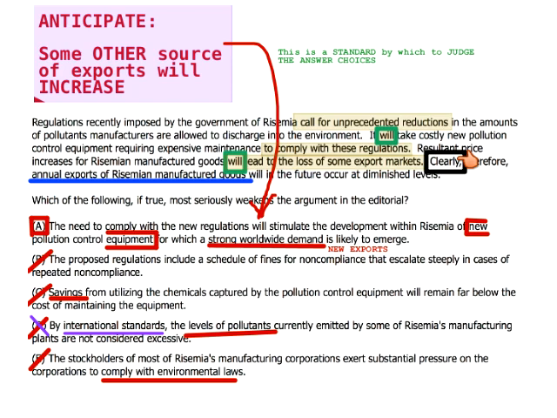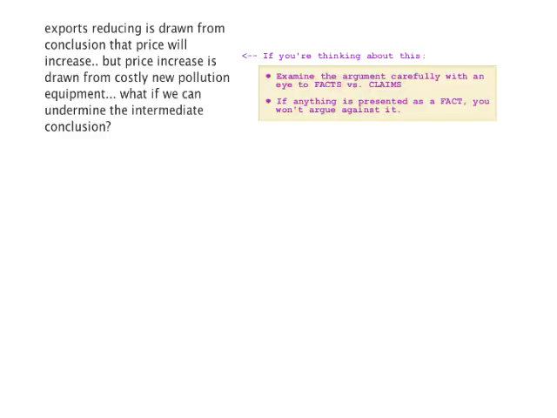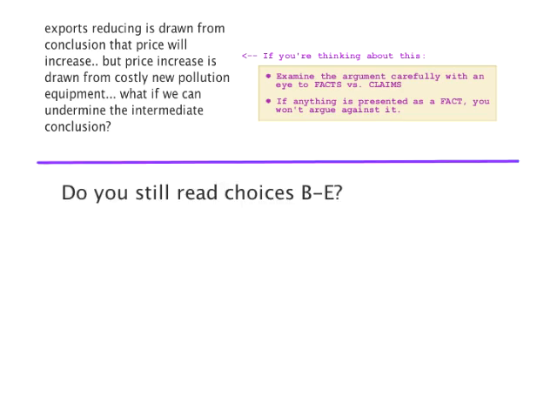Okay. As far as this last question, let me address this. So let me give you a stupid analogy because you know I like this. All right, here. Do you still read choices B and E? So again, let me phrase what I understand to be the question here. What I understand to be the question here is if I see something that matches my prediction, should I bother going through the other choices?